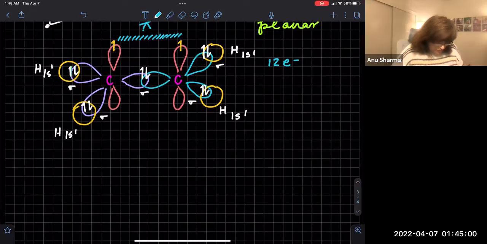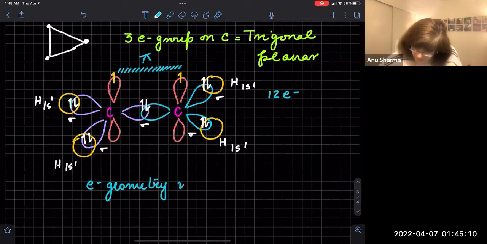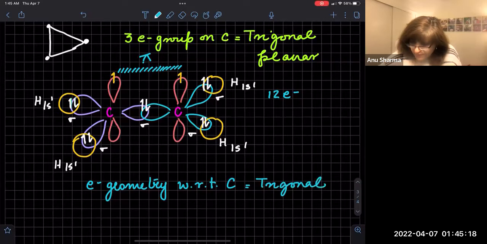And I hope that the electron geometry with respect to carbon is trigonal planar.